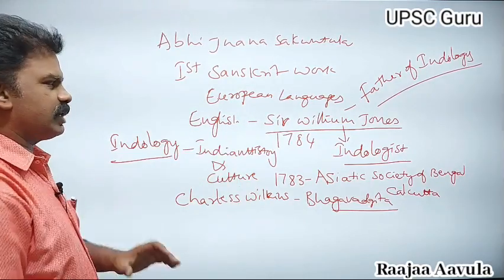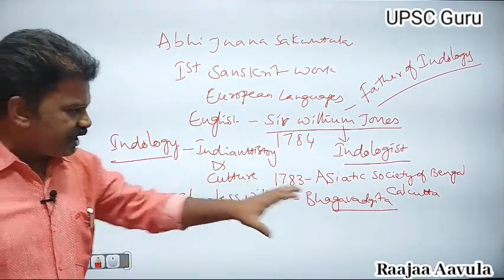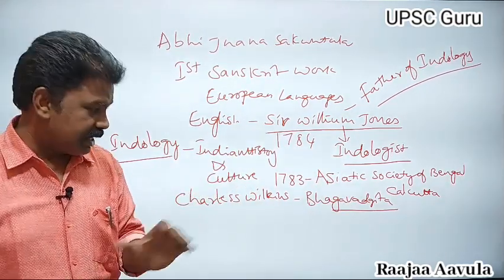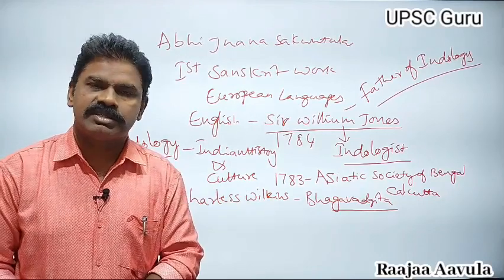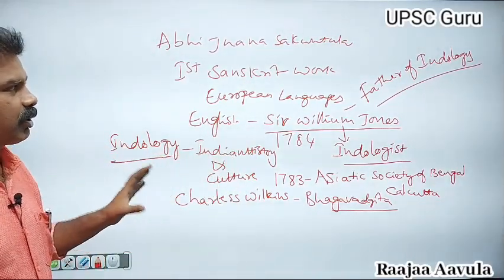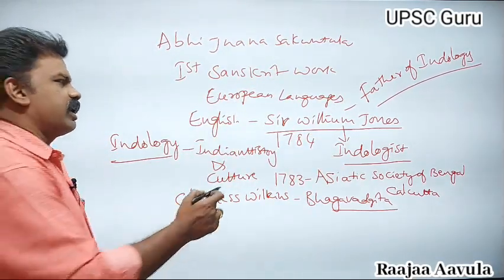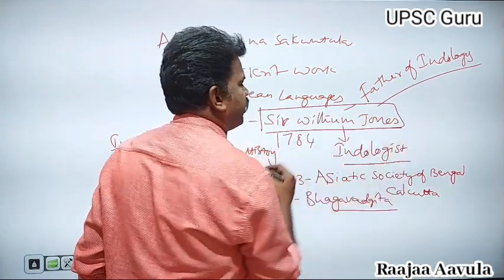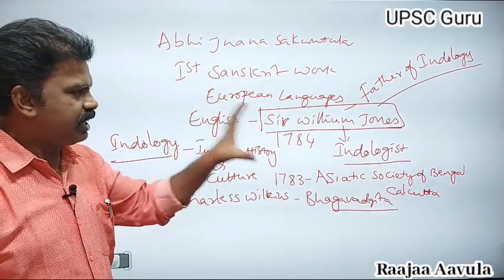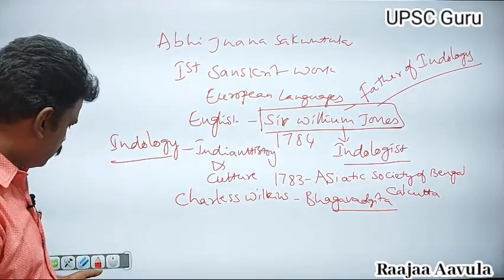Abhignana Sakuntala was first translated into English by William Jones. Bhagavad Gita was first translated into English by Charles Wilkins. So you remember this. All these are most important points regarding Sir William Jones. You can find many question papers. It is a 100% question for the examinations.